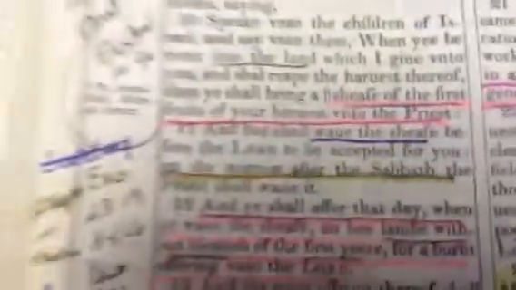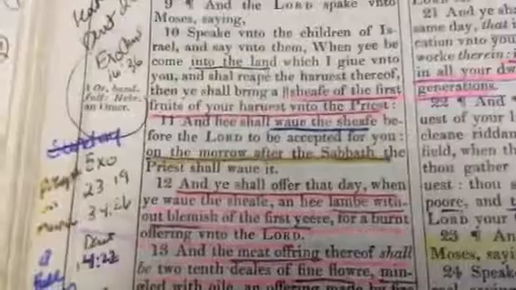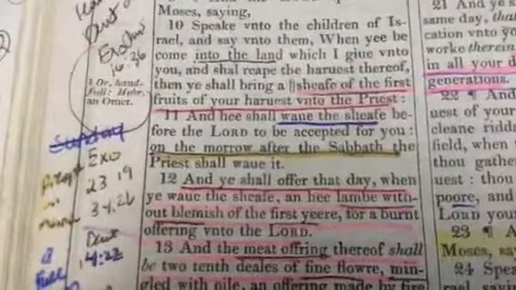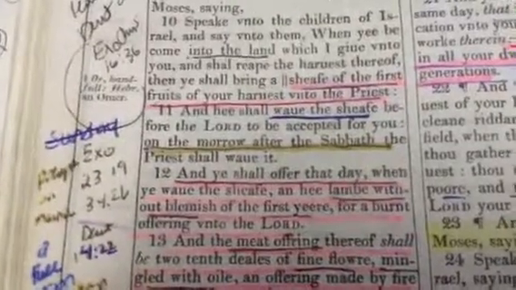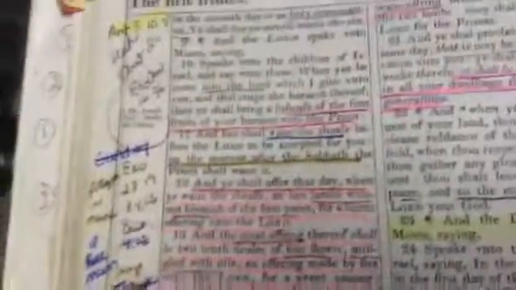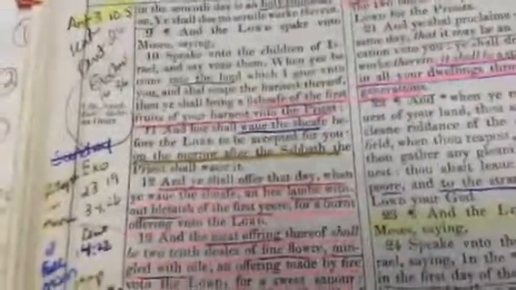Now, a while ago, I had mentioned the sheaf wave offering as being proof for us, okay? And it's confirmed in the Old Testament. In your spare time, I would like for you to read Leviticus chapter 23, verses 9 through 14. But the verse we're going to focus on is verse 11: And he shall wave the sheaf before the Most High to be accepted for you. On the morrow after the Sabbath, the priest shall wave it. So we know the sheaf wave offering day comes after the Sabbath, okay?